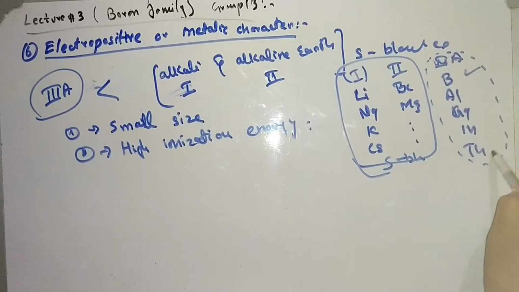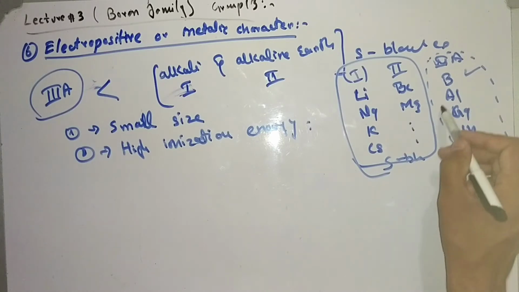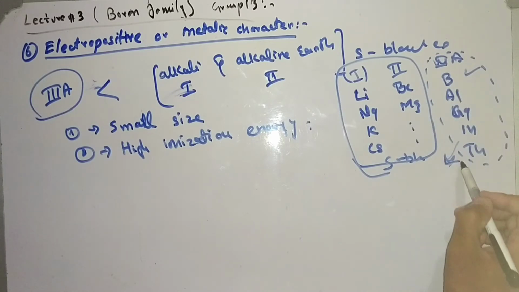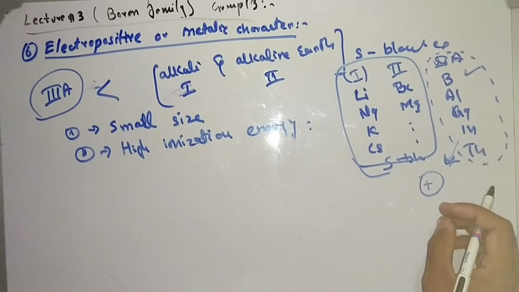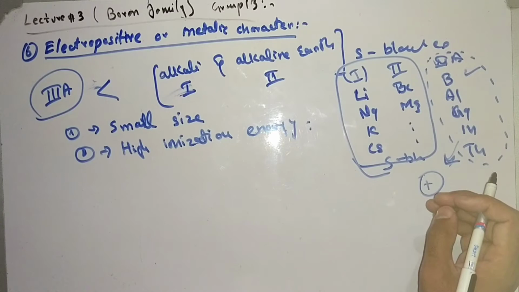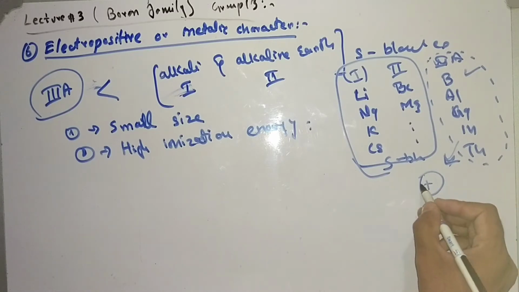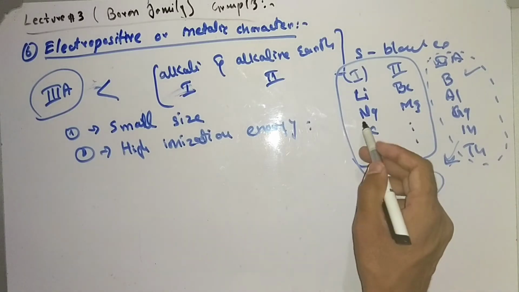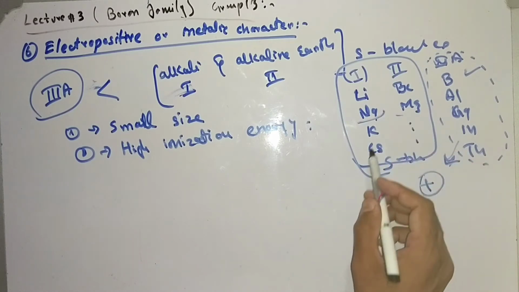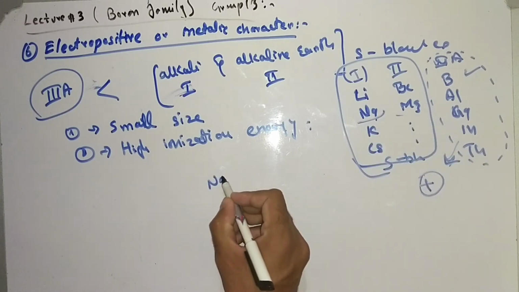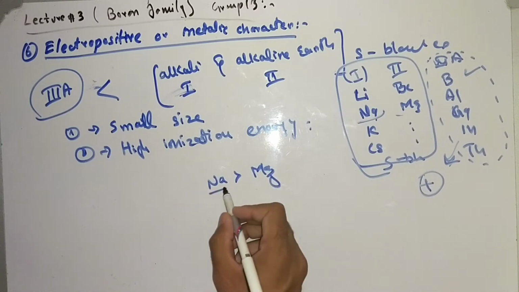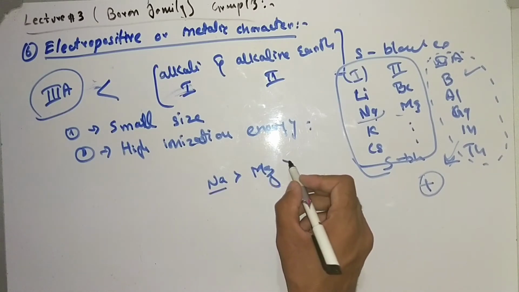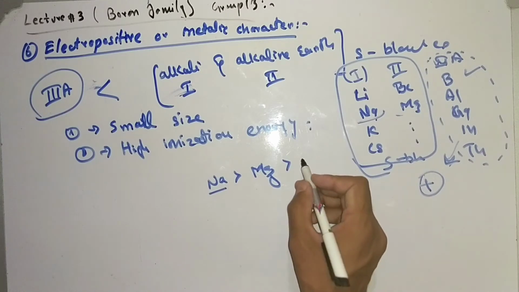So the small size of the third group also means high ionization energy, meaning they cannot be easily ionized. They cannot easily get a positive charge, and we know that metals are good metallic in character when they get a positive charge easily. But in the case of sodium, which is easily ionizable, the ionization energy will be very low as compared to magnesium, where magnesium's ionization energy will be less as compared to aluminum.